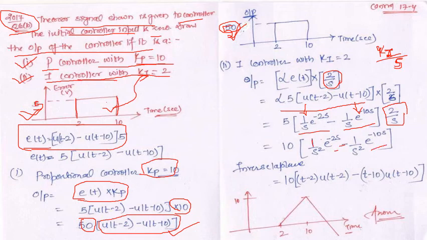Obviously 1/s² goes with the ramp function, so that's what I am writing here: 2 minus (t-2)u(t-2) minus (t-10)u(t-10). If you plot, this is a ramp which is moving in this way. It will start from t=2, then from there you will get another ramp which will start from t=10, and it will go in this way. Its amplitude is 10, the maximum value it will reach is 10.